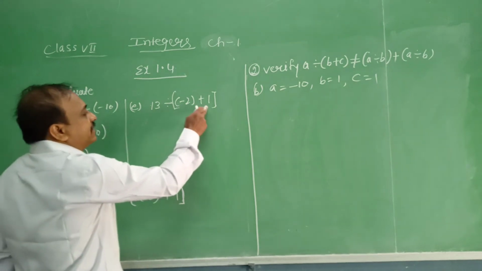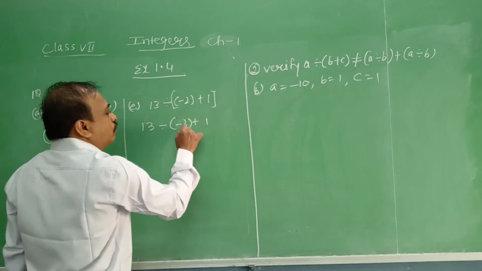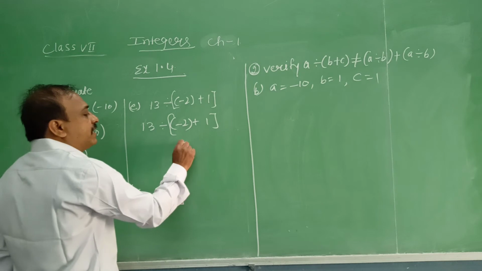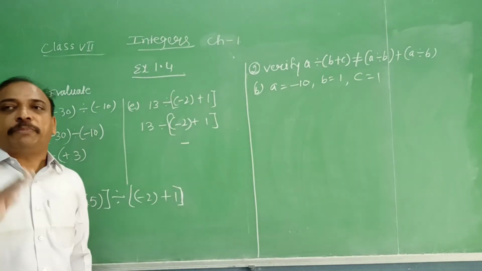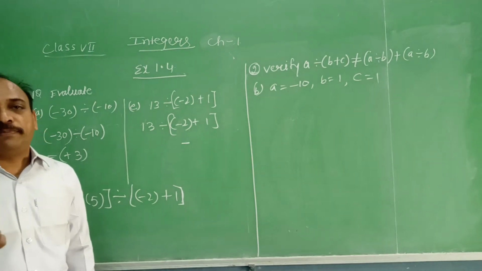13 divided by minus 2 plus 1. Observe it. First you operate these two. Minus 2 plus 1 will give you... when we add two negative integers, or two positive integers, or one positive and one negative integer, what sign has to be kept for the result?